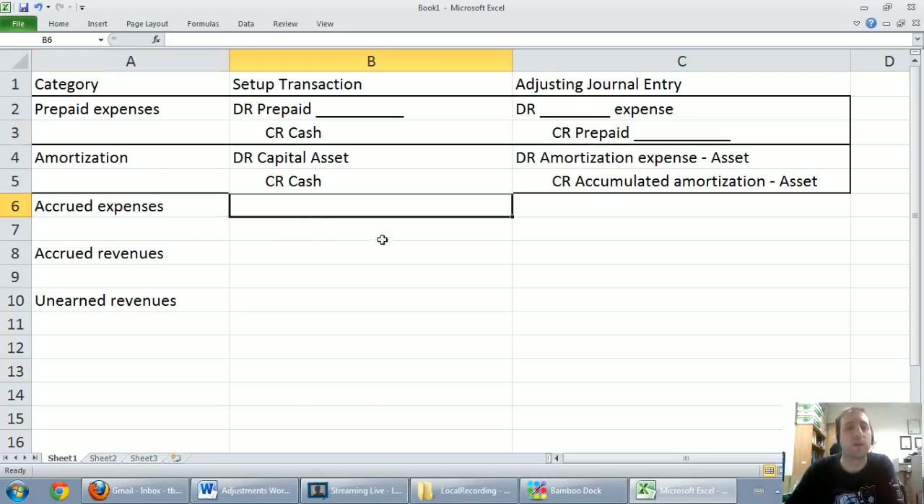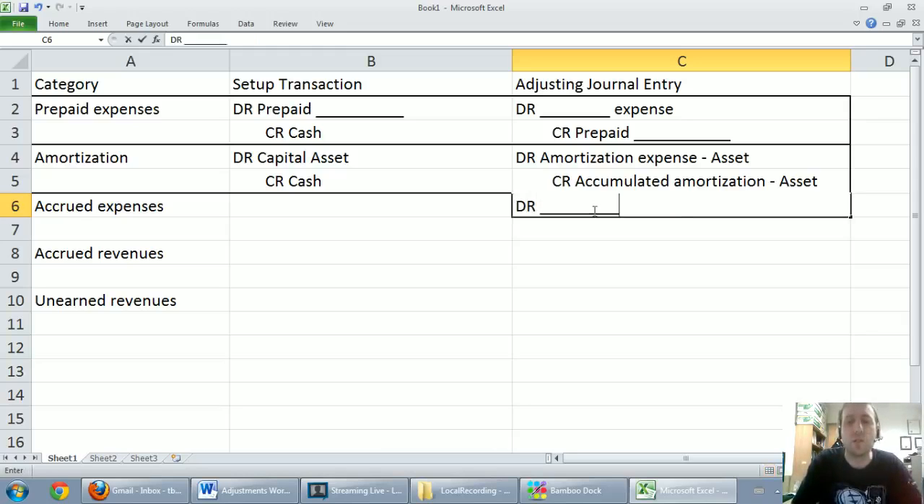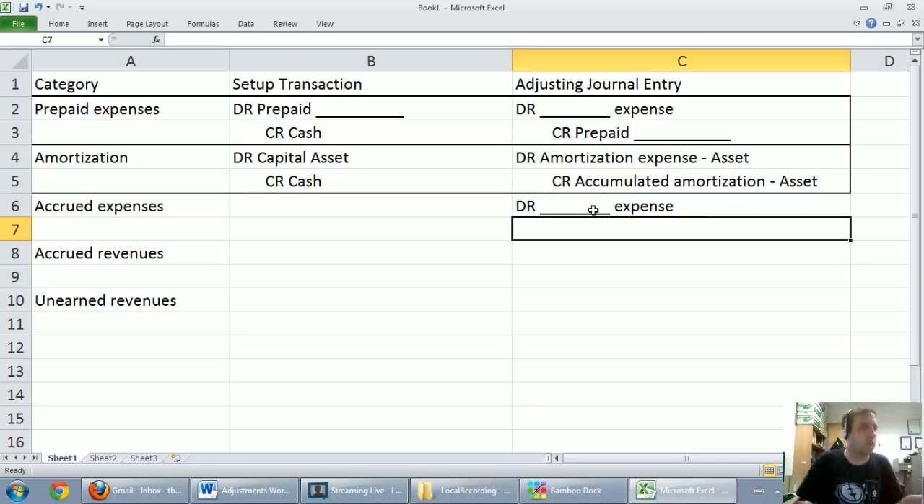Okay, on to accrued expenses. Accrued expenses don't really have a setup transaction. They just have a year-end adjustment. And remember what an accrued expense is. It's an expense that's built up, but the money hasn't changed hands. So I'm going to debit some sort of an expense. In the example we did, it was a salaries expense. You'll often see interest expense is another very common accrued expense. And I'm going to credit that expense's related payable.